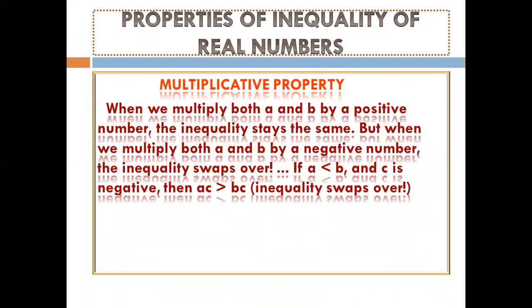Only the multiplicative property is changed, because when you multiply by a negative sign in inequalities, the inequality changes. Greater becomes less and less becomes greater, because when we multiply any number with the negative sign, the sign of that number will change. So definitely the inequality will be changed. In equality, there will be no difference when you multiply any number with -1, because equality means equal. But in inequality, when we multiply, the inequality changes: greater changes into less, and less changes into greater.